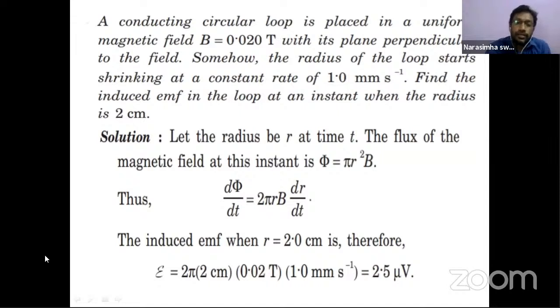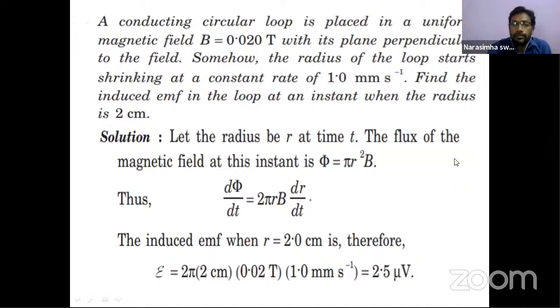So the induced EMF when r is equal to 2 centimeters: epsilon is equal to 2 pi r B dr by dt. Substituting all the values, we will get the induced EMF. Observe the problem, in what way we got this. If you are conceptually strong, only then can you approach this, right? Finally, we are getting 2.5 microvolts as the induced EMF.